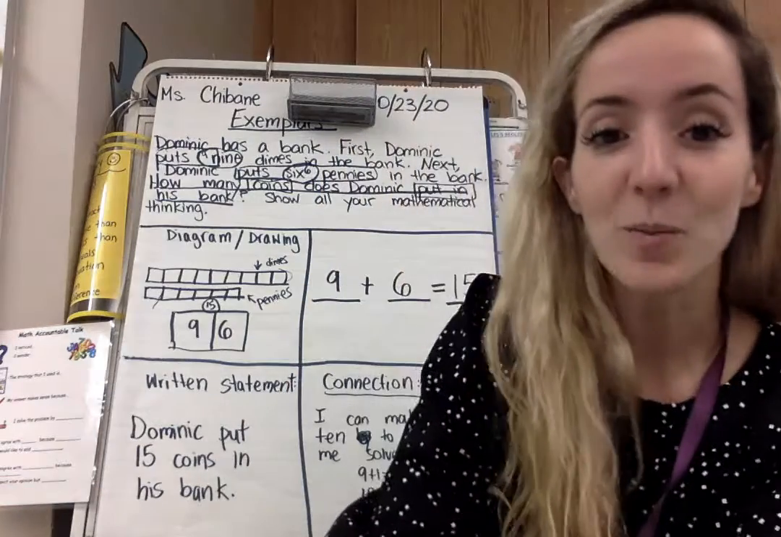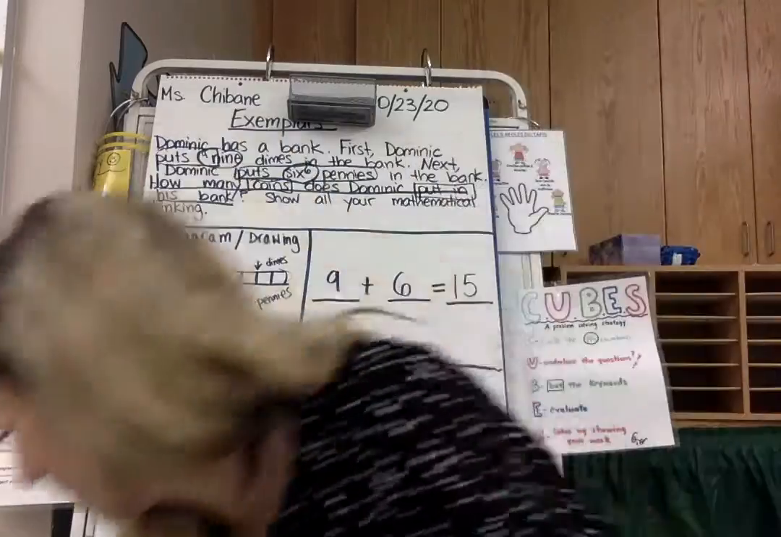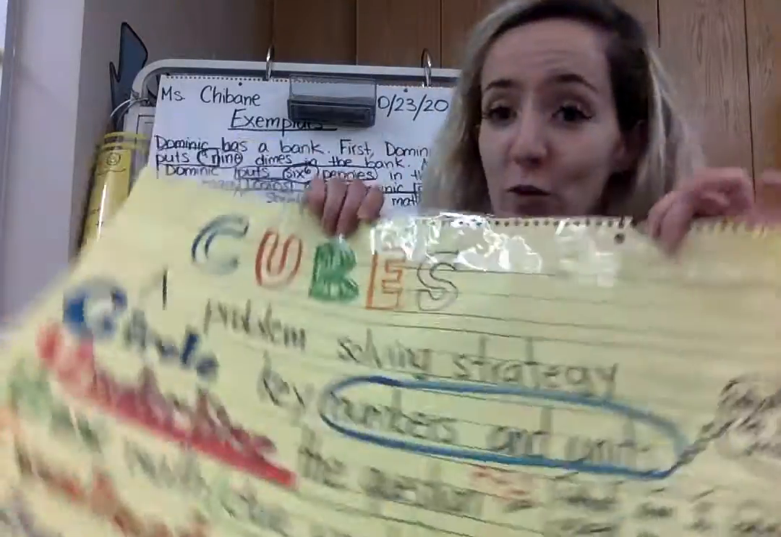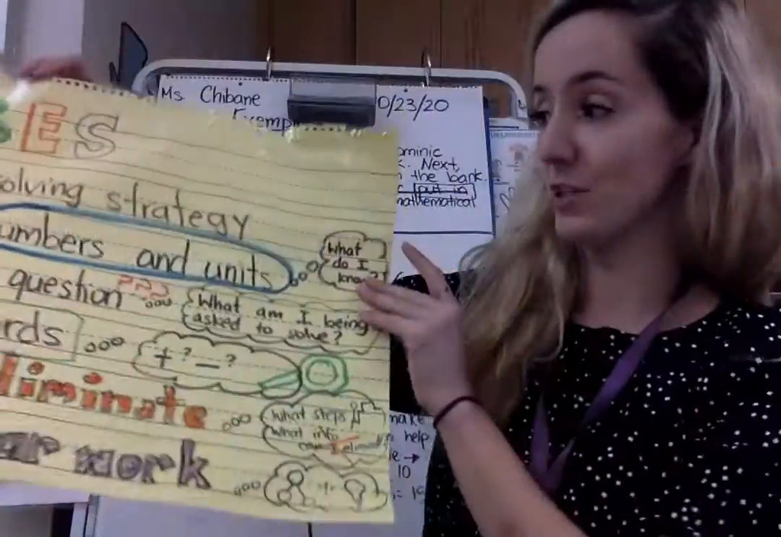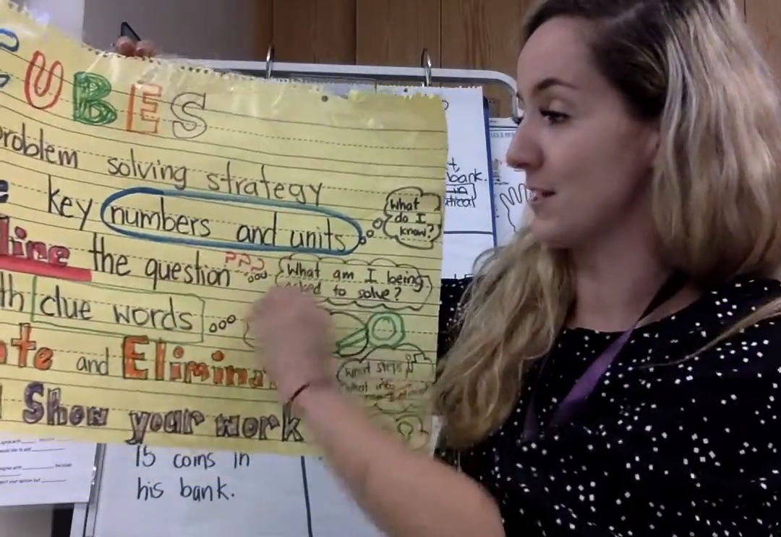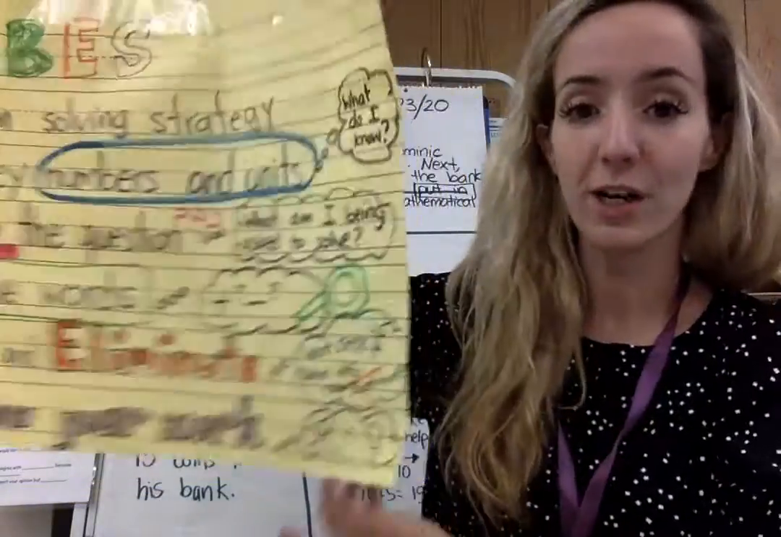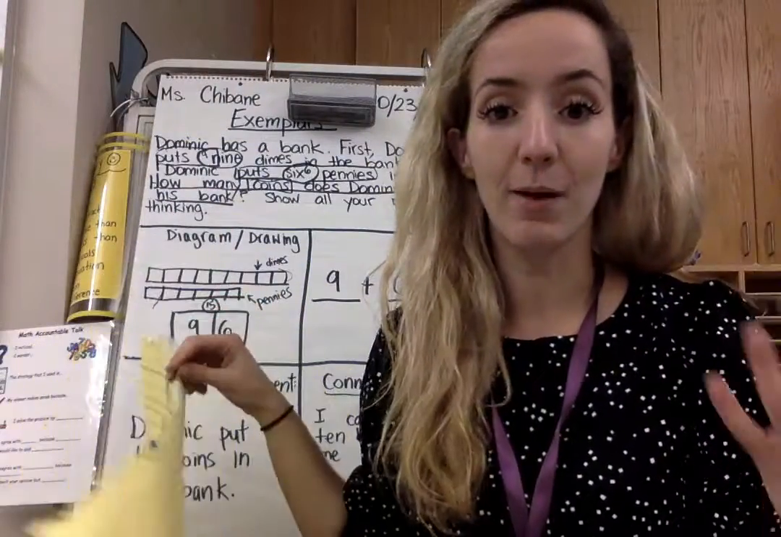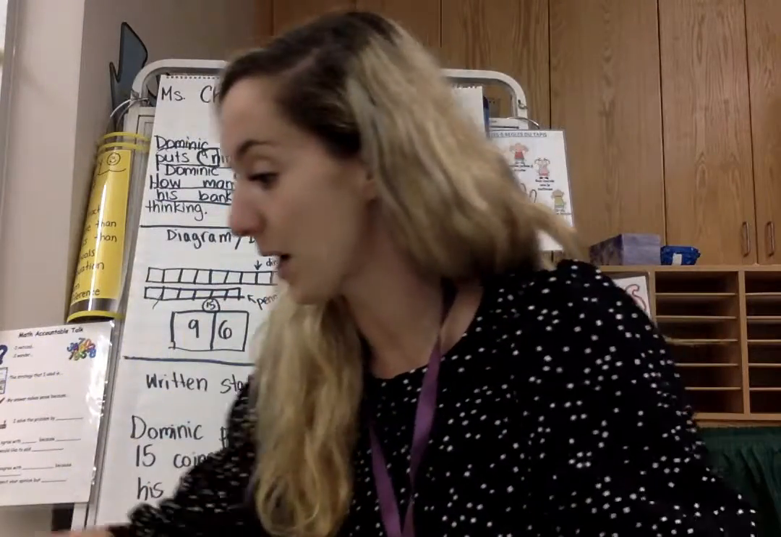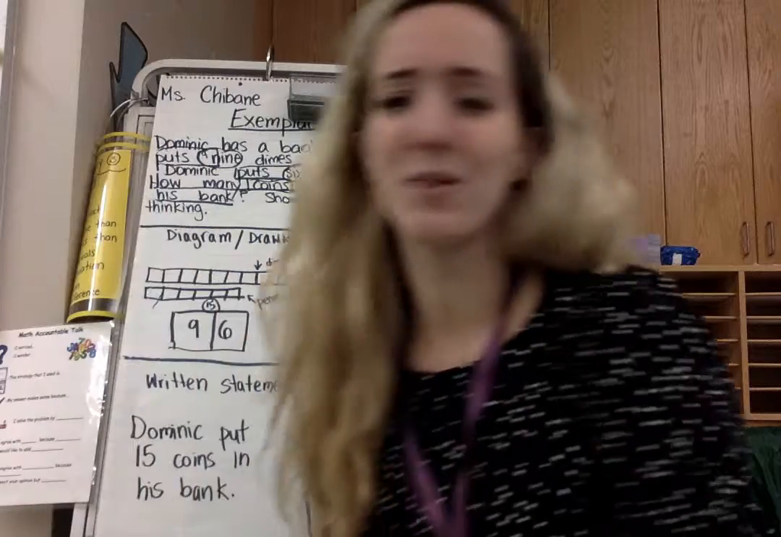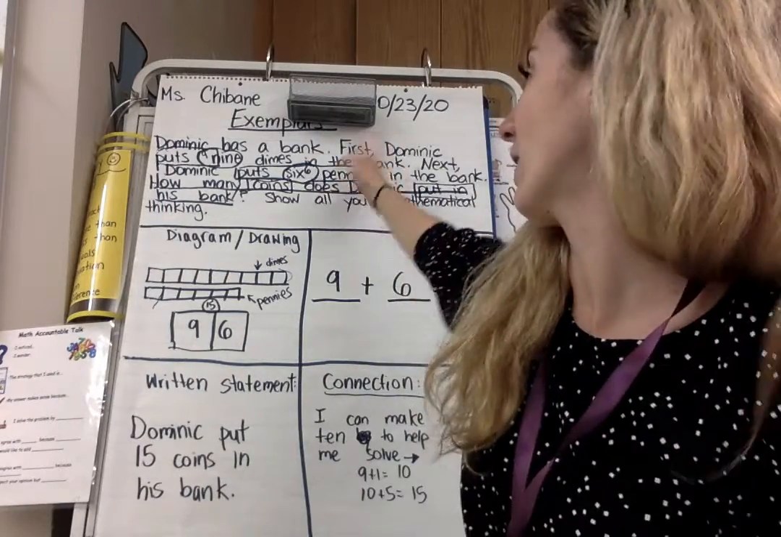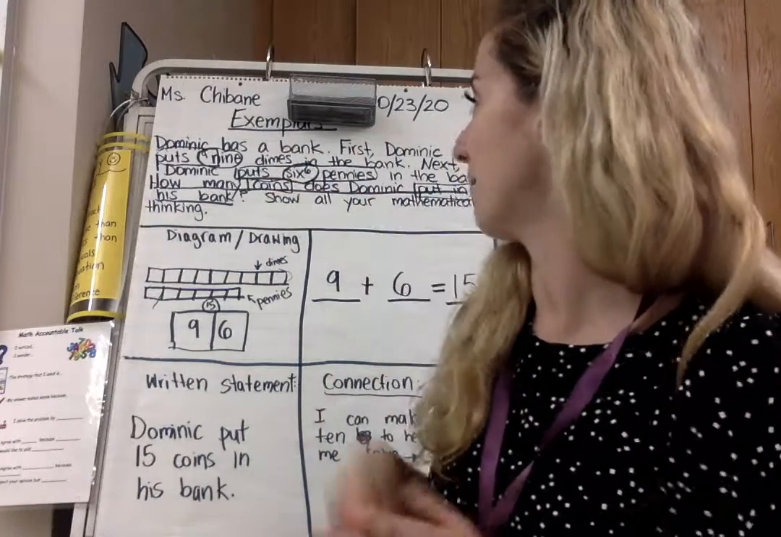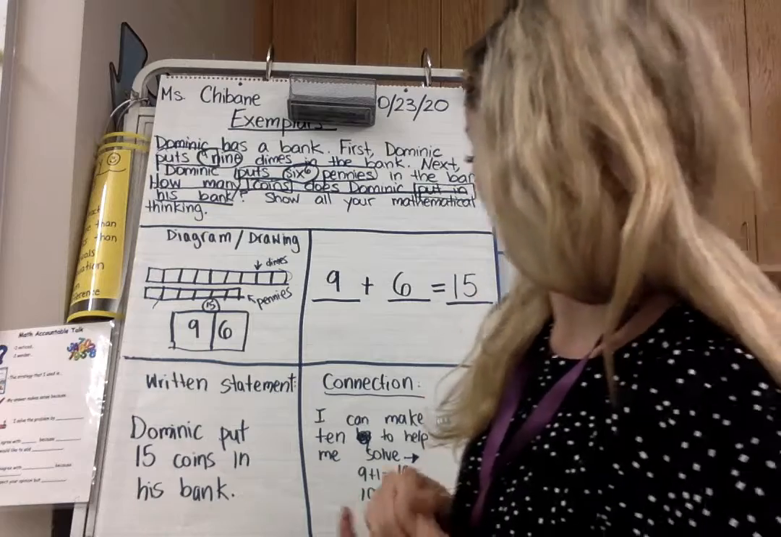Okay, friends, I hope that was helpful. Remember, cubes, right? I want to see everybody's numbers and units circled, their question underlined. I want to see your math keywords. I want you to stop and think about what the question is asking you to solve for. What information do you need? What don't you need? I don't need to know what kind of coins they are. It doesn't matter, right? I just know they're coins in general.